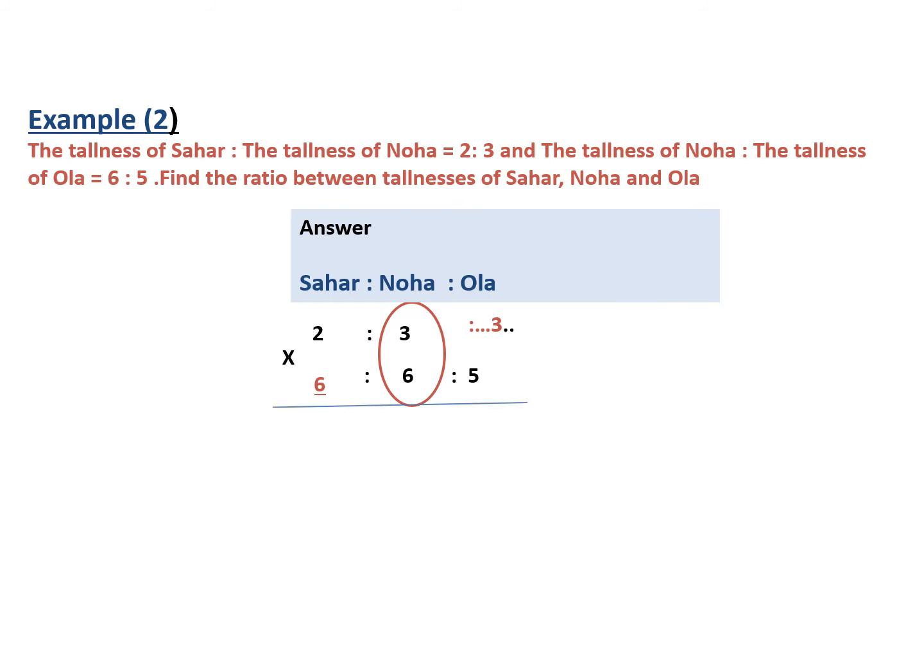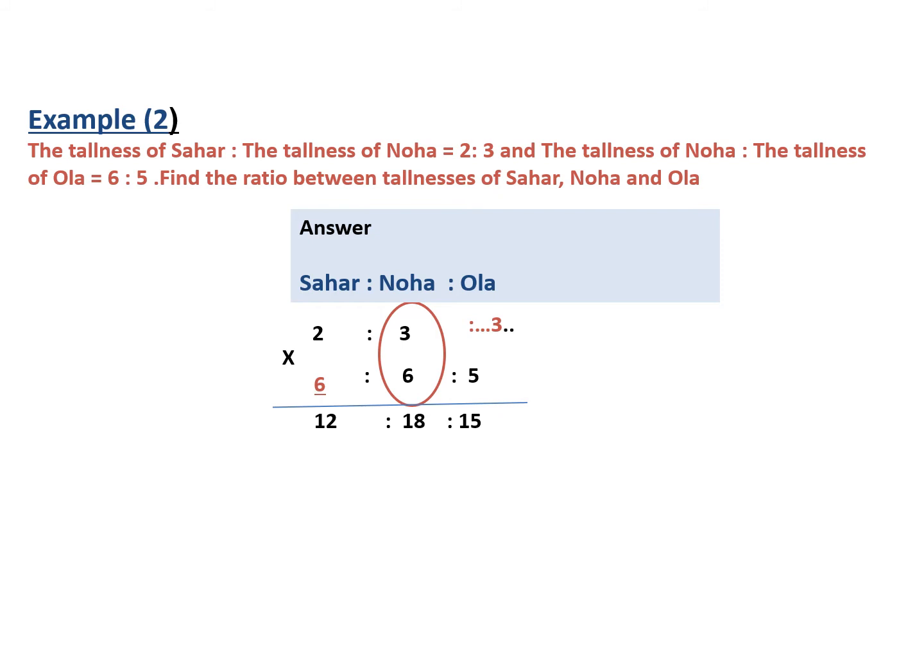Now we make the first line times the second line. Sahar: 2 times 6 equals 12. Noha: 3 times 6 equals 18. Ola: 3 times 5 equals 15. The final ratio will be 12 to 18 to 15.